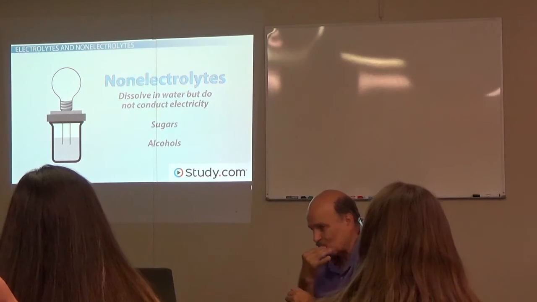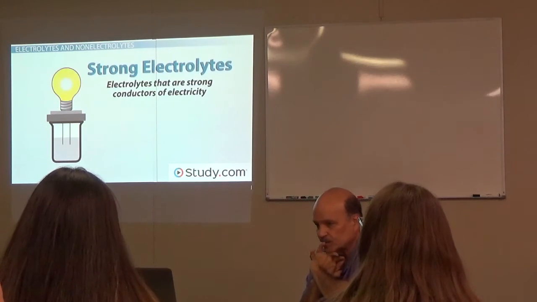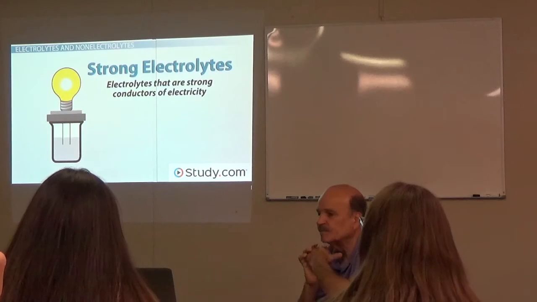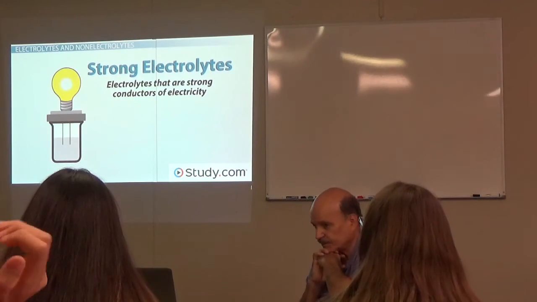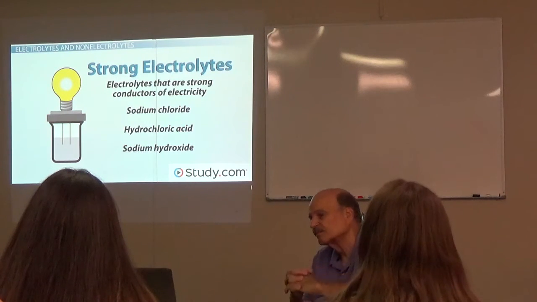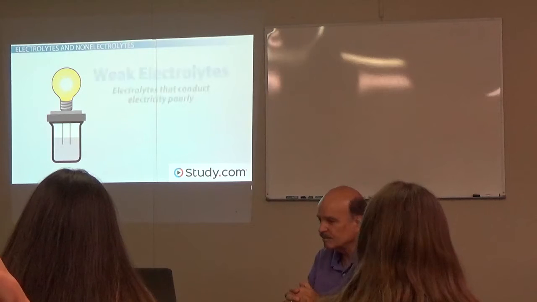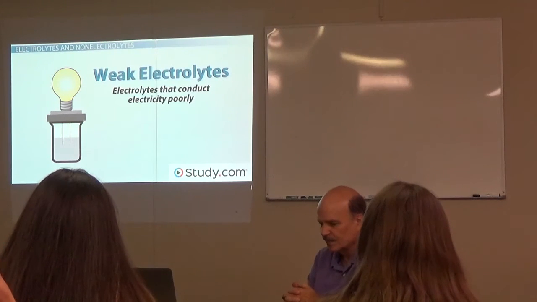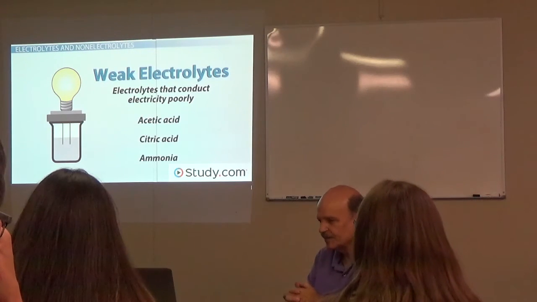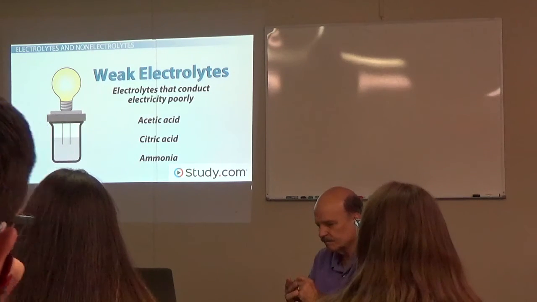Not all electrolytes have the same strength. Electrolytes that are strong conductors of electricity are known as strong electrolytes. Examples of strong electrolytes include sodium chloride, hydrochloric acid, and sodium hydroxide. Other electrolytes that conduct electricity poorly are known as weak electrolytes. Substances such as acetic acid, citric acid, or ammonia are weak electrolytes.